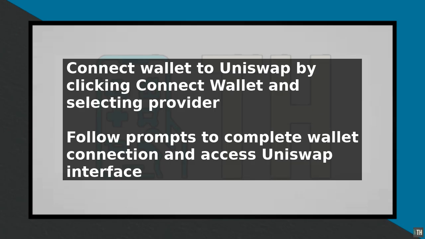To do this, click on the Trade button and select the cryptocurrency you want to trade. You can trade Ethereum for other cryptocurrencies or trade other cryptocurrencies for Ethereum. Enter the amount you want to trade and click on the Swap button.